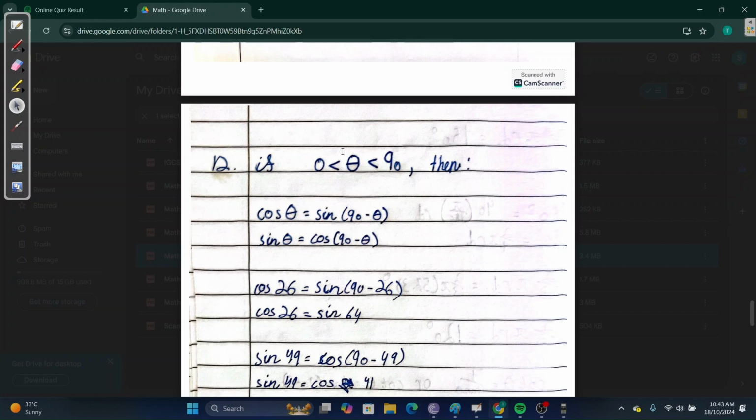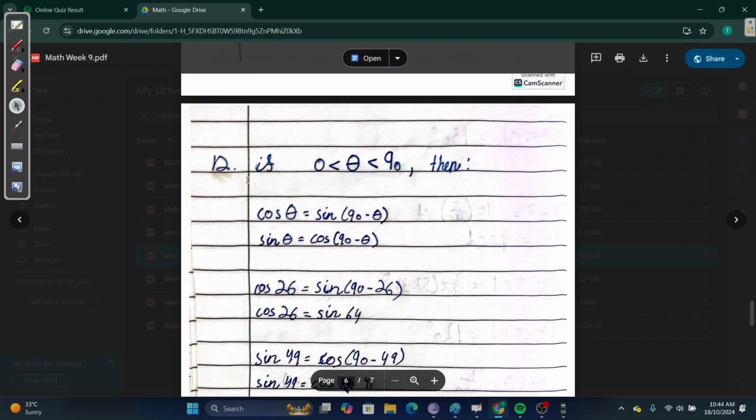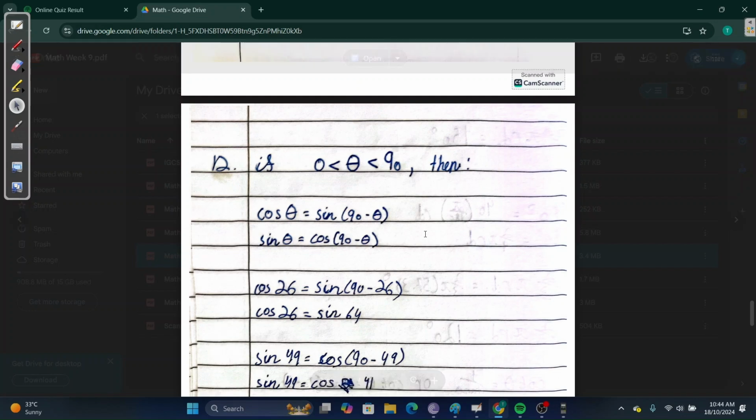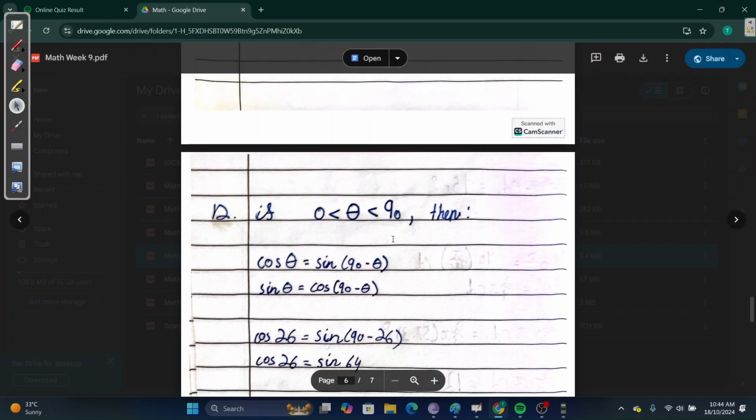That's basically what an acute angle is. It's the same application as question 10 with the cotangent and the tangent, but this time with sine and cosine. So cosine theta is equal to sine of 90 minus theta, and sine theta is equal to cosine of 90 minus theta. I think your teacher should have explained this.